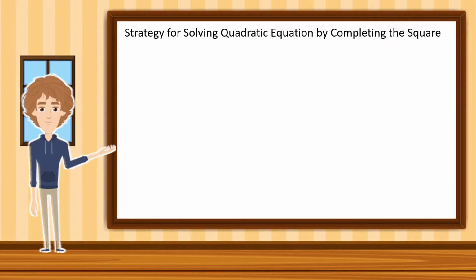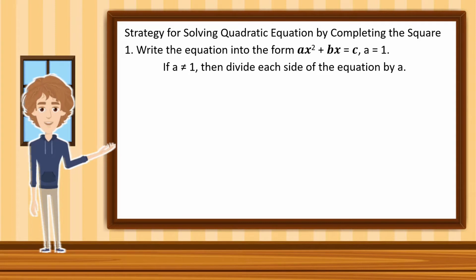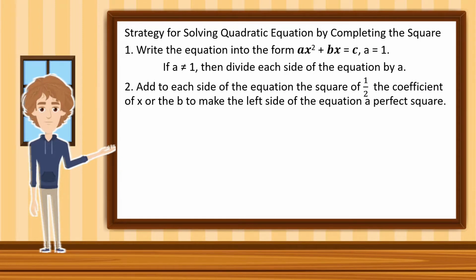Here's our strategy for solving quadratic equations by completing the square. First, write the equation in the form ax squared plus bx is equal to c, wherein a is equal to 1. But if a is not equal to 1, then we will divide each side of the equation by a. Next, add to each side of the equation the square of 1/2 the coefficient of x, or the b, to make the left side of the equation a perfect square. Later on, I will teach you how to do that.